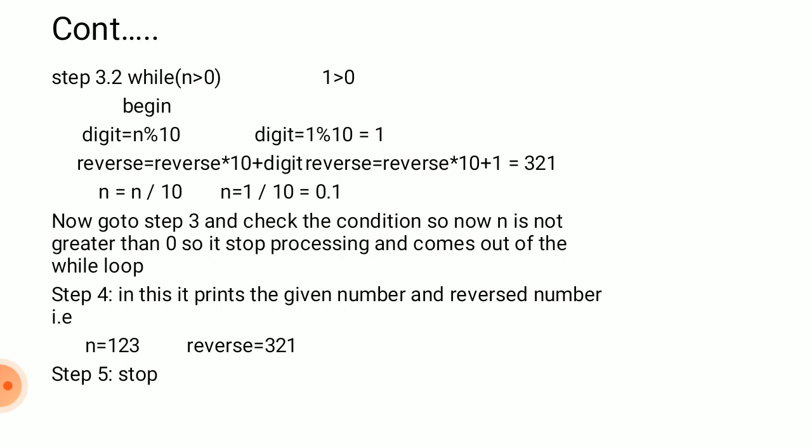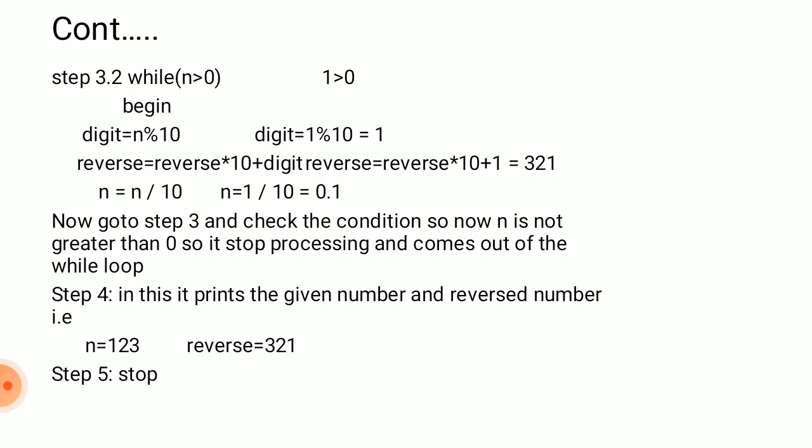So reverse is equal to reverse into 10 plus digit. What is reverse? 32. 32 into 10 is 320. 320 plus 1 is 321. Okay. And the third statement is n is equal to n divided by 10. So n is 1. 1 divided by 10 is 0.1. Okay. Again go to the while loop. Now the n value is 0, that is nothing but 0.1. Okay. So now the condition is false, right?